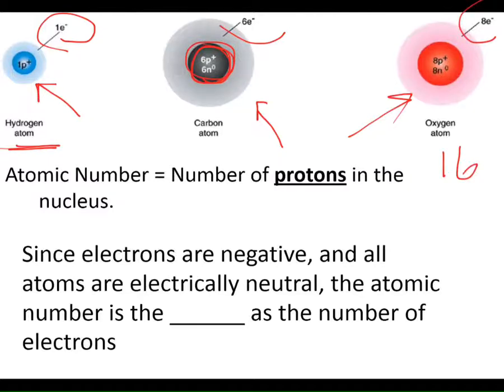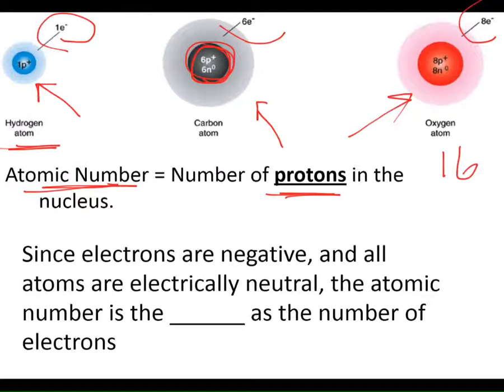Out in the haze. So let's fill this blank in. First of all, the atomic number is the number of protons. So hydrogen's atomic number is one. It has one proton. Carbon's atomic number is six. It has six protons. Oxygen will always have eight, so its atomic number is eight. The periodic table is set up that way: 1, 2, 3, 4, 5, 6, 7, 8.